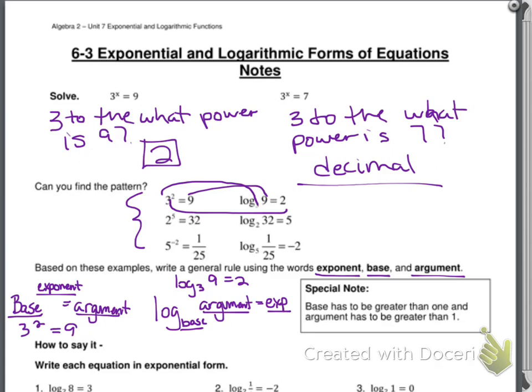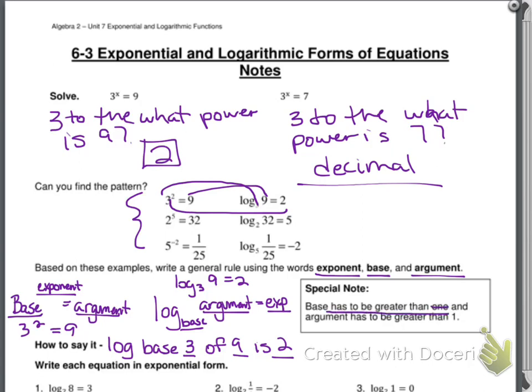I want to go over how you say it because that's one of those things that people kind of mess up or forget about. So the way you say this one is log base 3 of 9 is 2. And you just replace these 3 numbers with whatever it is. So log base 5 of 1/25 is negative 2. So you need to memorize this, log base of is, because that's how you say it. Okay. One other thing to note is that the base always has to be greater than 1.